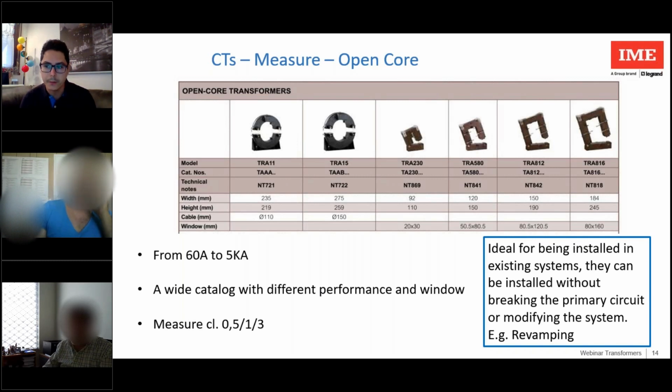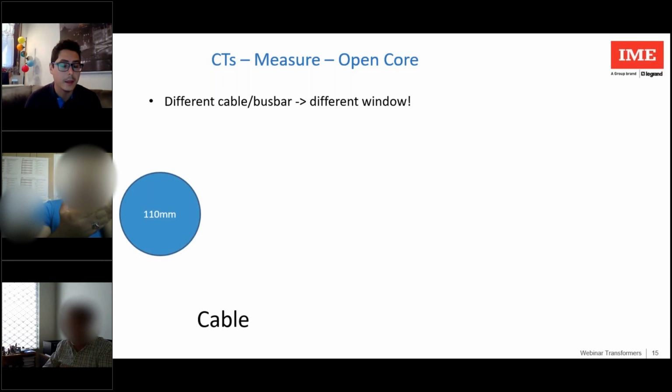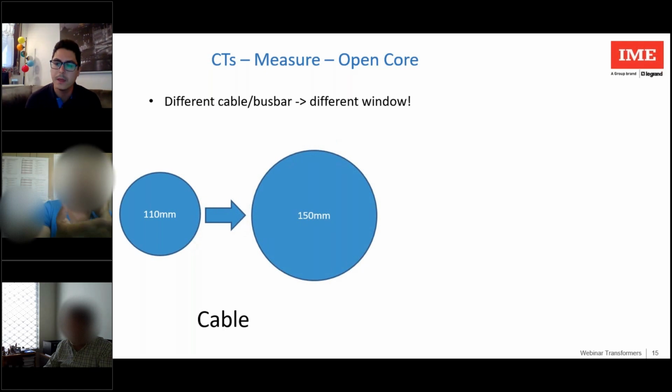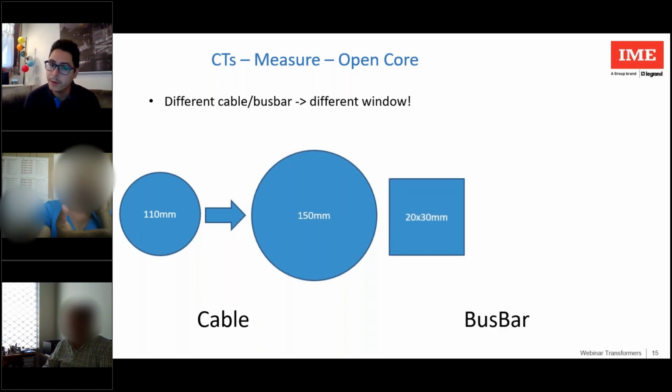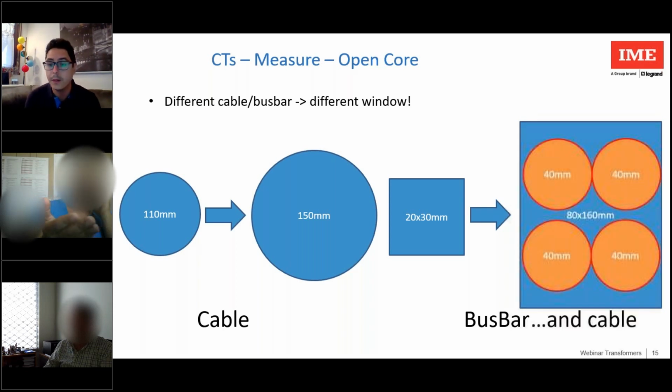Again, different circuit, different window. For the cable side, we go from 10 mm to 150 mm. For the busbar side, we go from 20 by 30 mm to 80 by 160 mm. The same concept remains for using cable or busbar CTs.